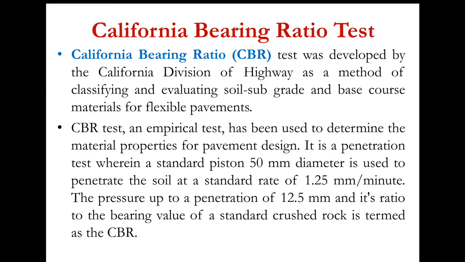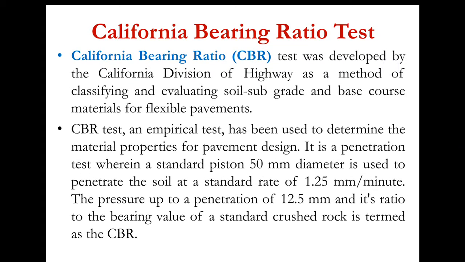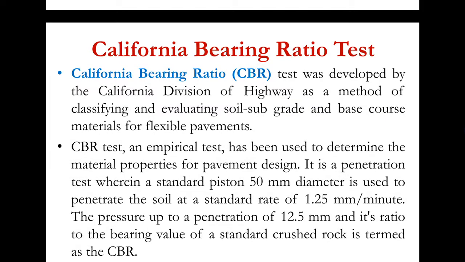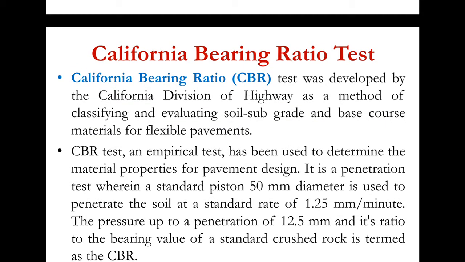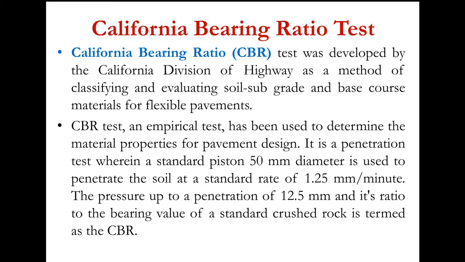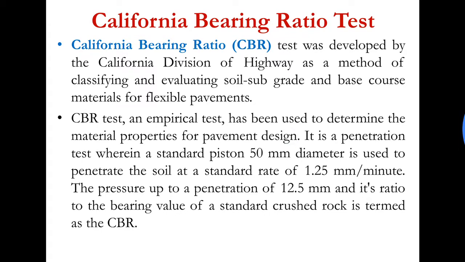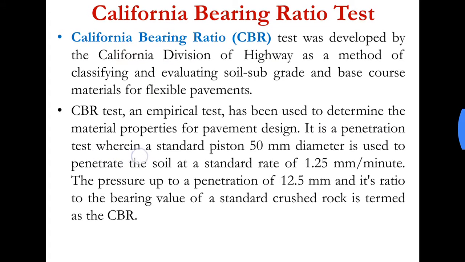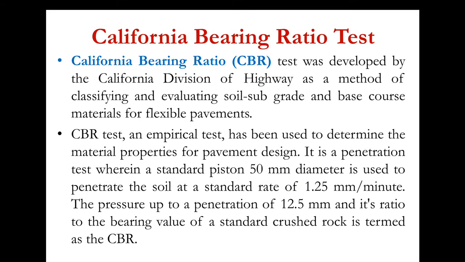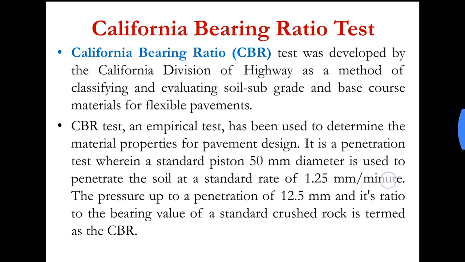The California bearing ratio test was developed by the California Division of Highway as a method of classifying and evaluating soil, subgrade and base course materials for flexible pavements. So the CBR test can either be conducted on aggregates or it can be conducted on soil. The CBR test is an empirical test and has been used to determine the material properties for pavement design. It is a penetration test wherein a standard piston of 50 mm diameter is used to penetrate the soil at a standard rate of 1.25 mm per minute.